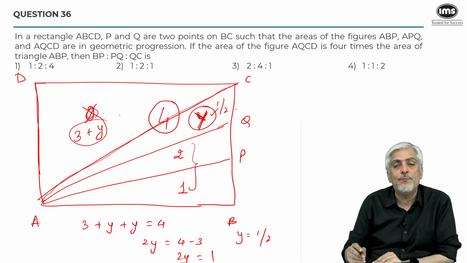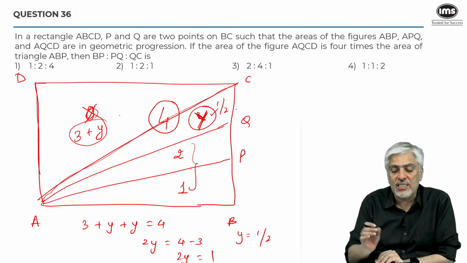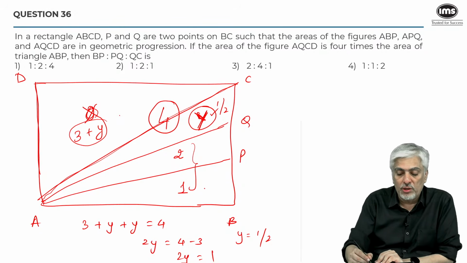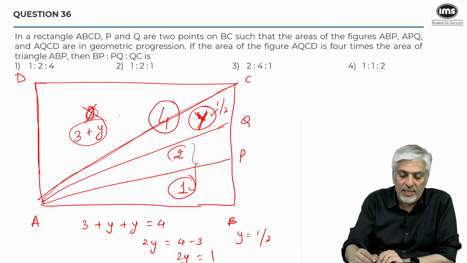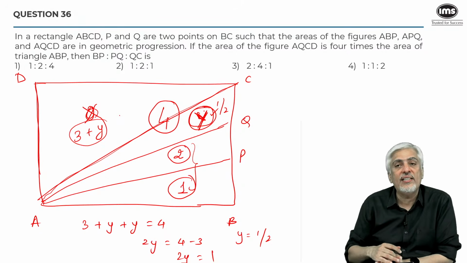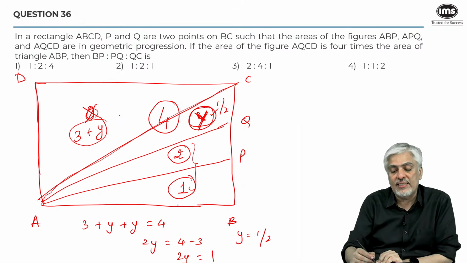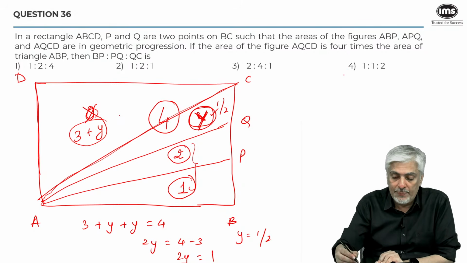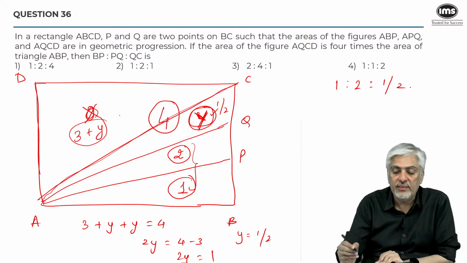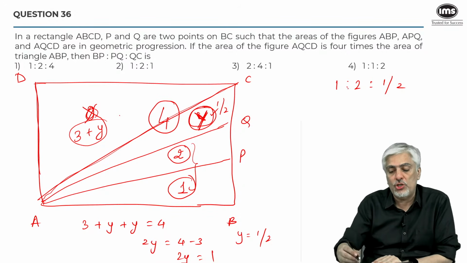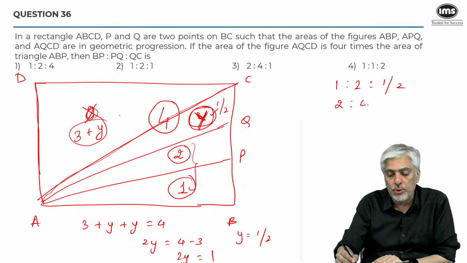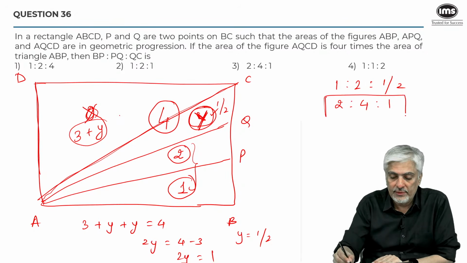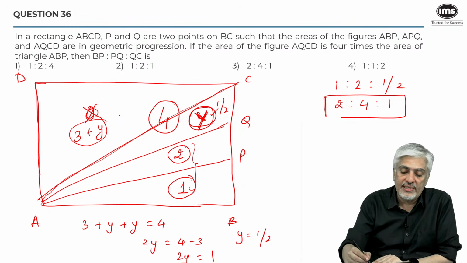Now I can just compare the triangles. For this triangle the area is 1, this triangle the area is 2 and this triangle the area is half. Their bases are different, but all three of them have the same height. That means the areas are in the ratio 1 is to 2 is to half. Then the sides will also be in the same ratio. Multiply everything by 2, so you get 2, 4 and 1. That's the answer, third option.